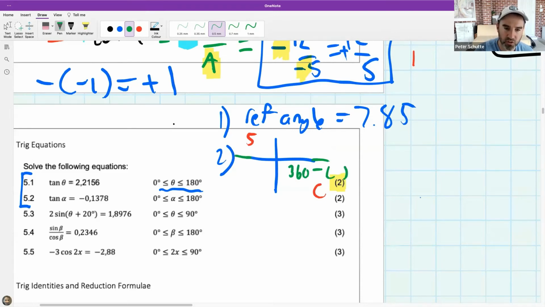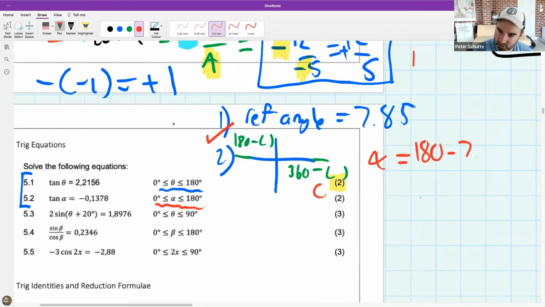Or in this quadrant, the answer is going to be, I'll just get rid of the S for a second, just because there's too much going on, 180 minus whatever the reference angle is. Now, both of these solutions are valid, the solution in quadrant 2 and the solution in quadrant 4. But this question is only asking me for answers in that part, and so I'm only going to worry about the solution here. And so the solution for alpha is going to be 180 minus 7.85, which is going to give me 172 degrees 0.15.